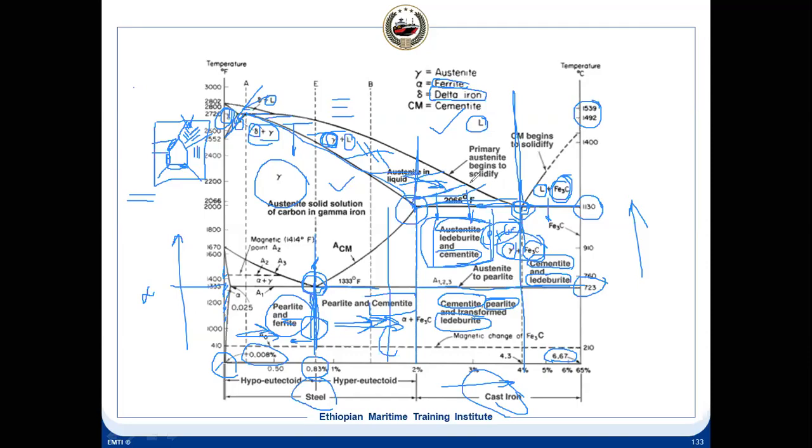Here everything is liquid. Down here, no, the down one. Here, this down point. For the steel, the lower point is, I think, 723. Yeah, 720. This one you are talking about. Yeah.